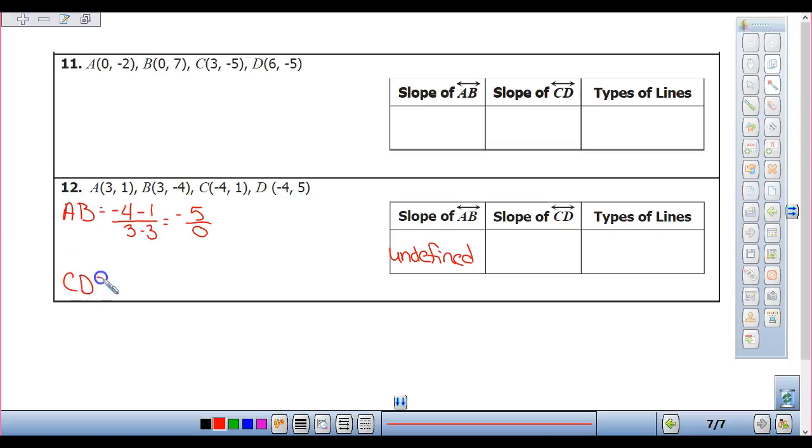Okay, so CD, what goes on top? 5 minus 1 over -4 plus 4 on the top is 4 over 0. My slope is undefined. My lines would be parallel because they have the same slope. Okay, are we good? Yeah.